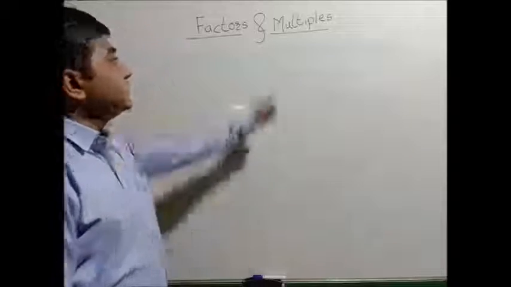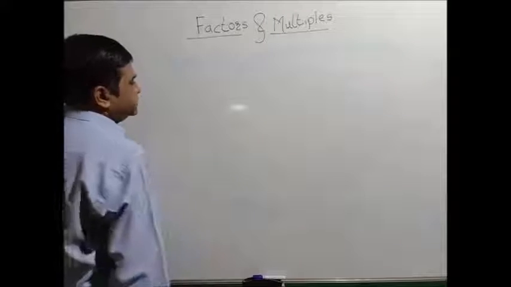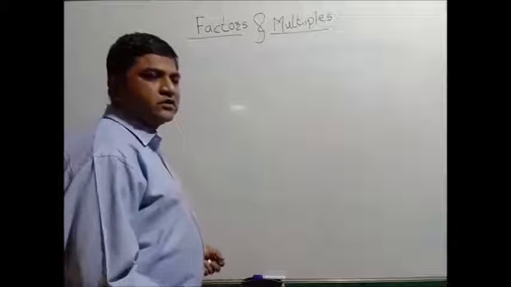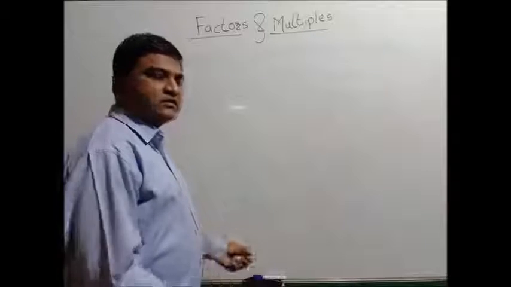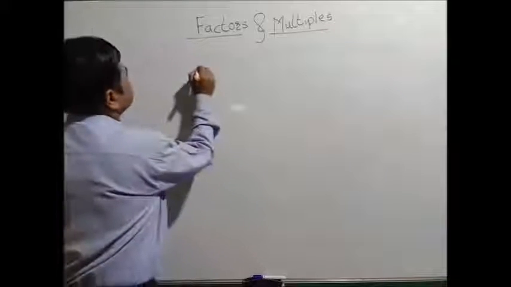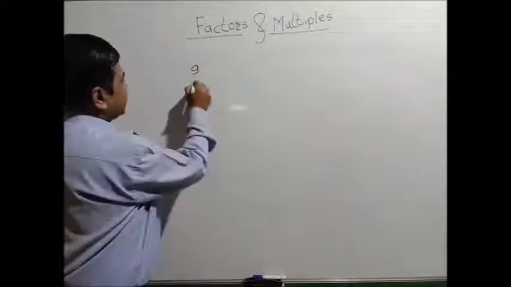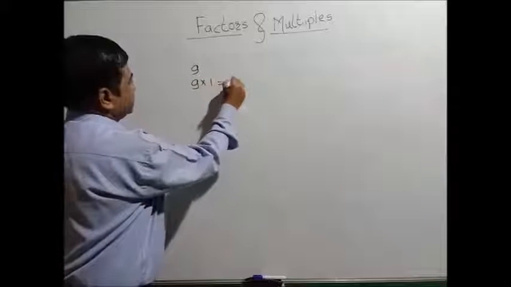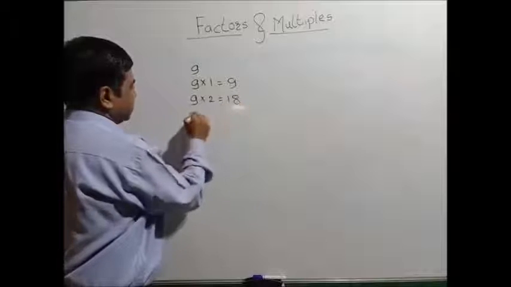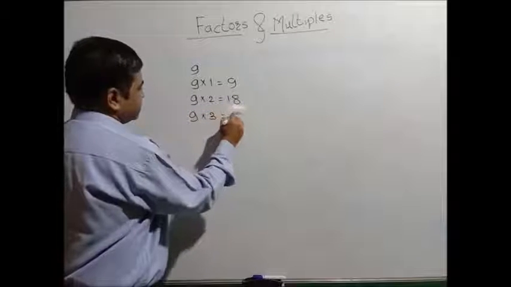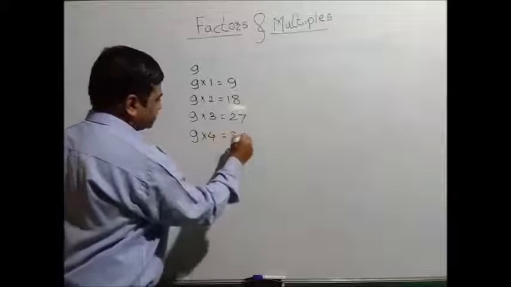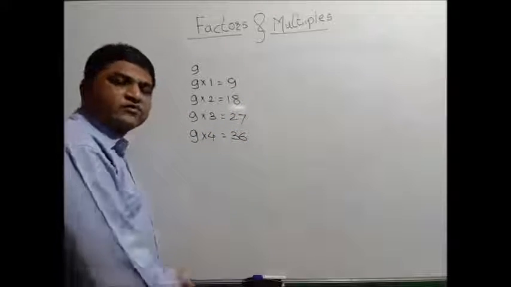Now let us go to multiples. What is meant by multiples? Well, from the first standard itself, we have been writing the tables of different numbers. Take an example of 9. I want to write the table of 9. I write 9 ones are 9, 9 twos are 18, 9 threes are 27, 9 fours are 36, and so on. We are writing up to 10 also.